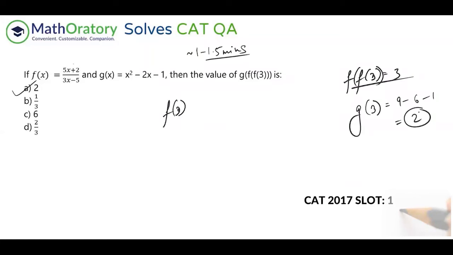Let me write this properly. f of 3 is basically 5 into 3 plus 2, divided by 3 into 3 minus 5. I'm just writing this explicitly. So 15 plus 2 is 17, and 3 into 3 is 9, minus 5 gives 4. Sorry, my mistake earlier. So that is 17 by 4.